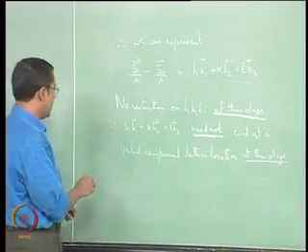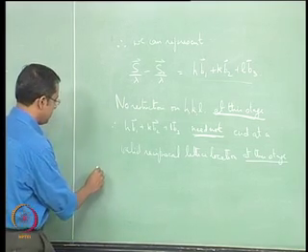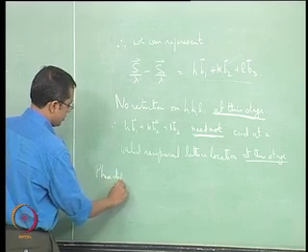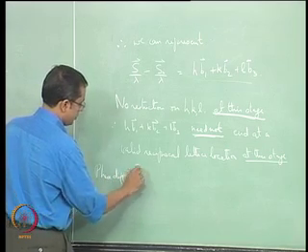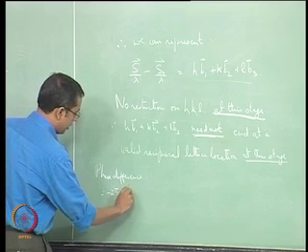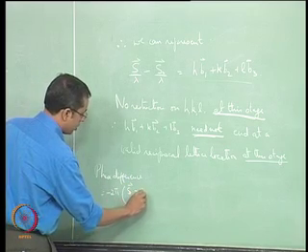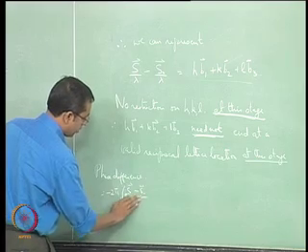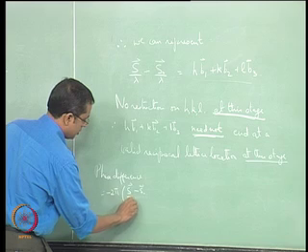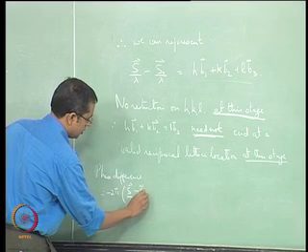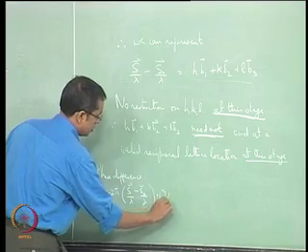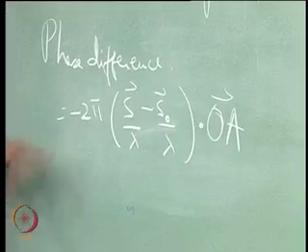Now we are saying that the phase difference is equal to minus 2 pi times (s minus s naught) by lambda. So this is what our phase difference is.